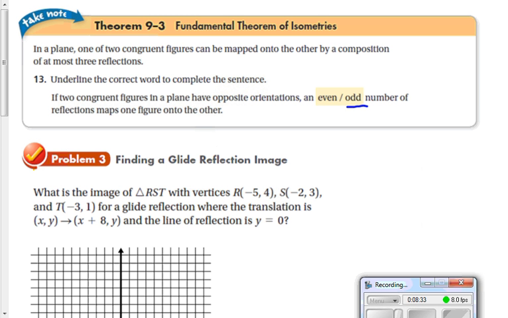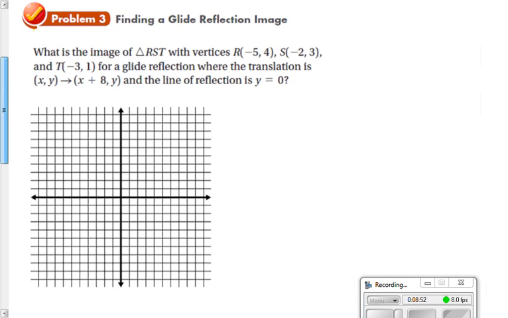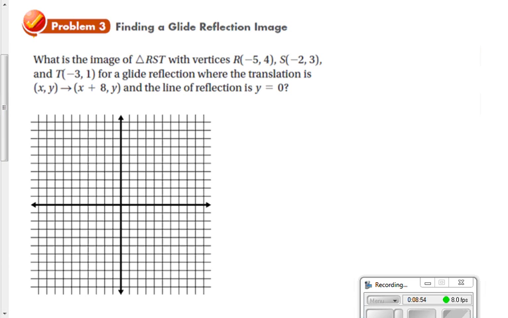All right, in this problem, we are going to learn about a thing called a glide reflection. A glide reflection is when you have an image and you first translate it and then you reflect it across a certain line. So I'll show you how this works here. First thing we're going to do is take these points and translate them. Go ahead and put those coordinates on your grid and label them with R.